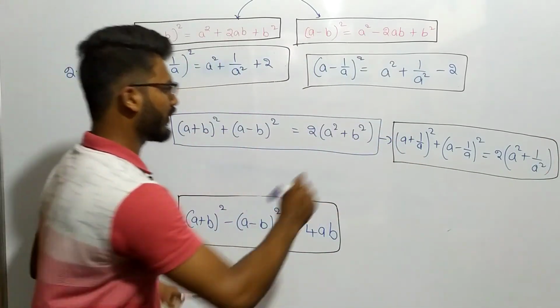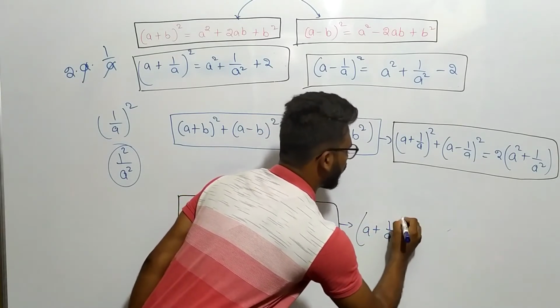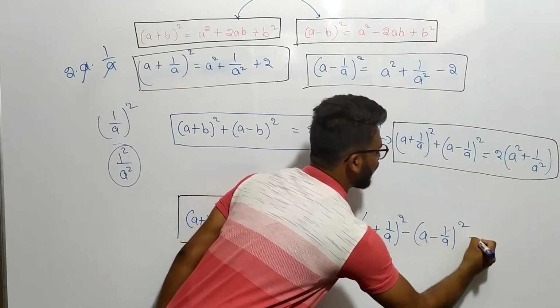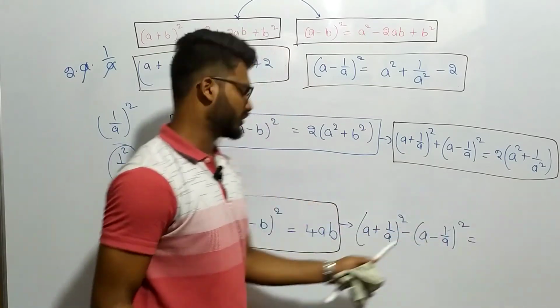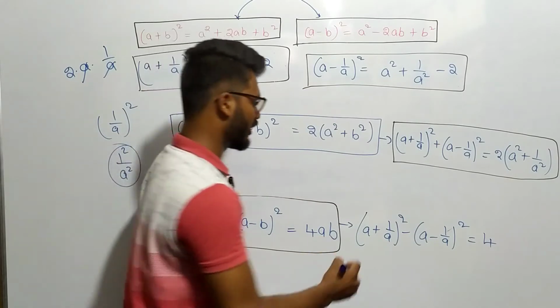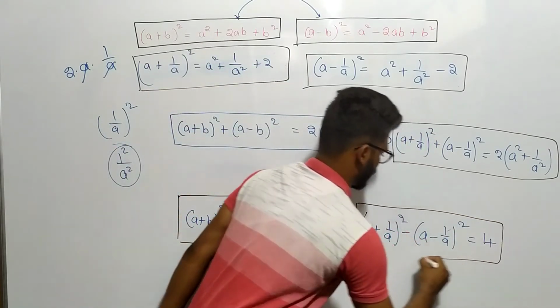And if you want to find the formula for a plus 1 by a whole square minus a minus 1 by a whole square, it is of the form a plus b whole square minus a minus b whole square, which is 4ab. So 4 into a into 1 by a is 1, so we will get only 4.